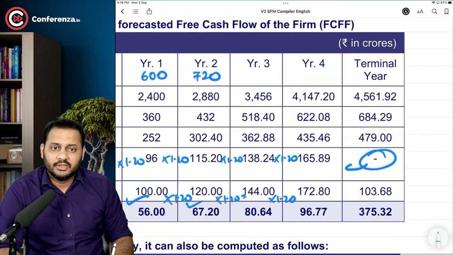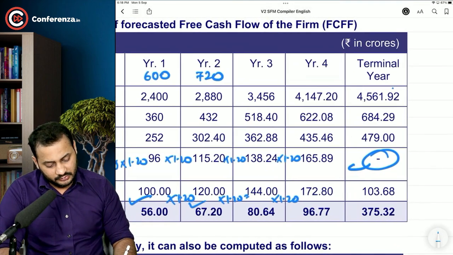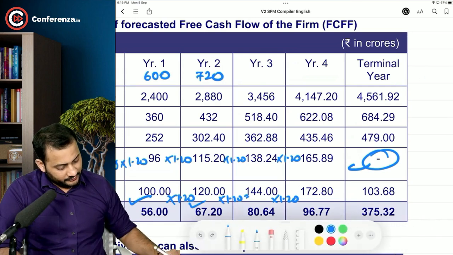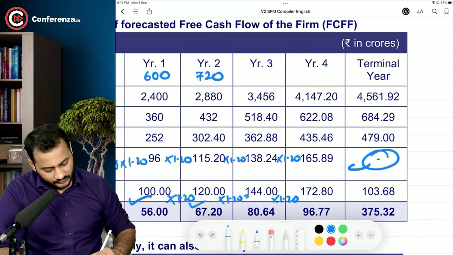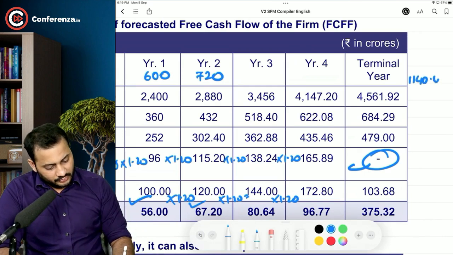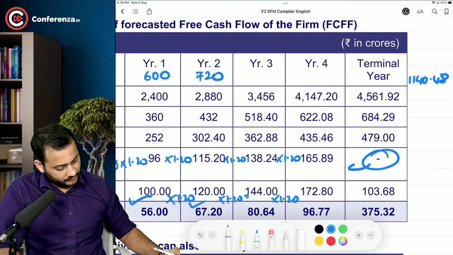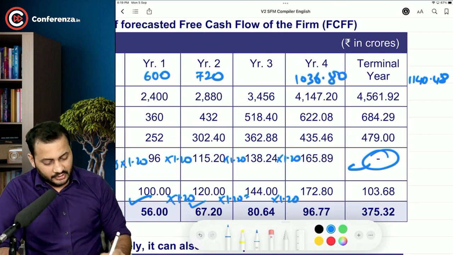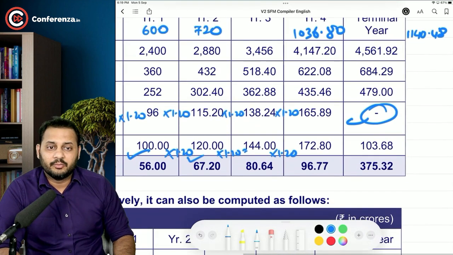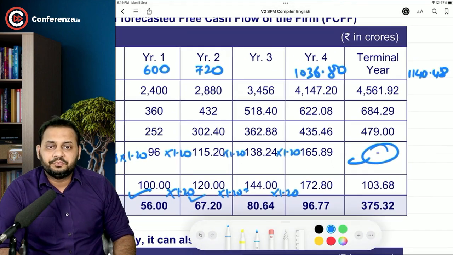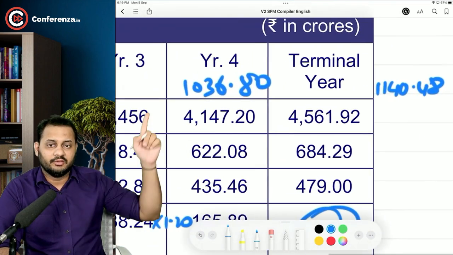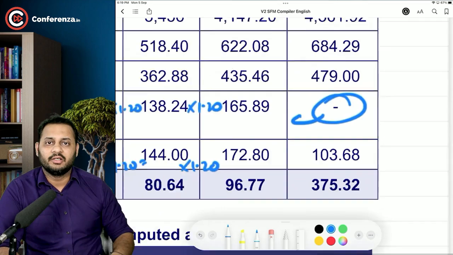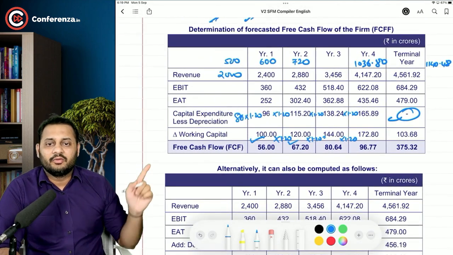After 172, it will be like 25% of this. 4561.92 into 25% goes to 1140.48, and 4147.20 into 25% is 1036.8. So the difference between these two is 103.68. It's just the 10% of it. 1036 is 10%, that's 103.68. So this is how you can calculate the free cash flow to firm.